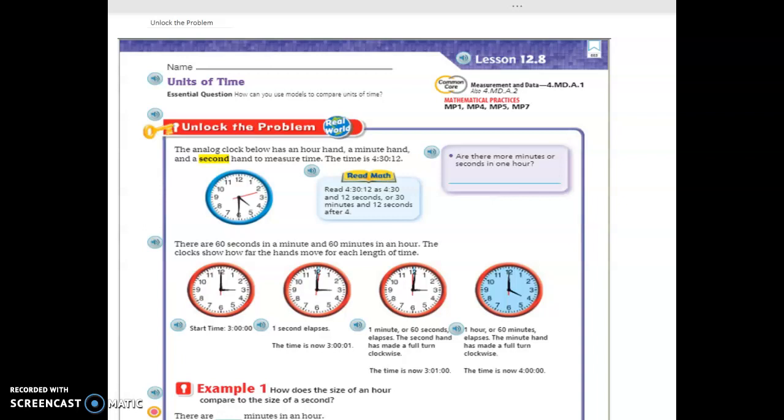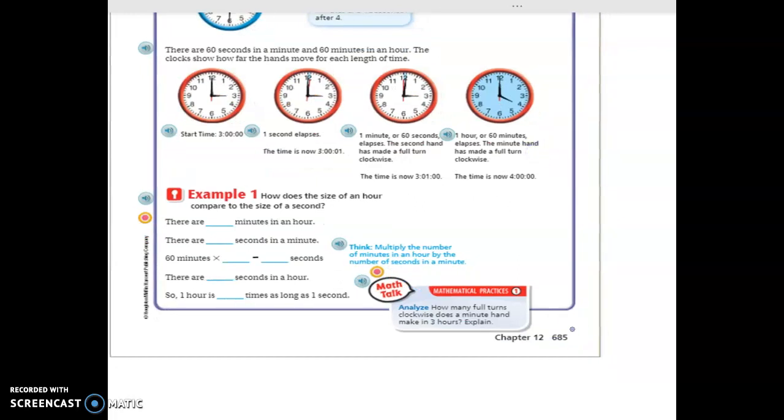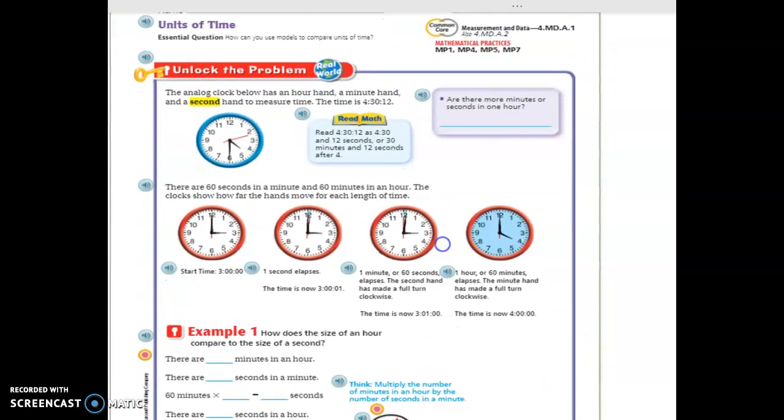Welcome to lesson 12.8, Units of Time. We are on page 685 of your Go Math book. Essential question: how can you use models to compare units of time?